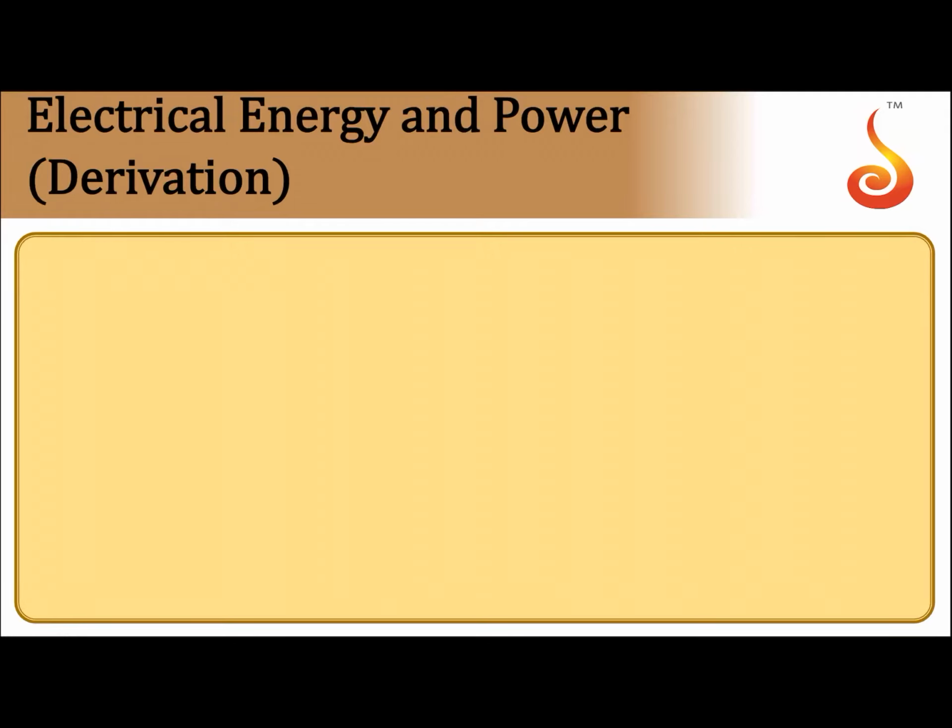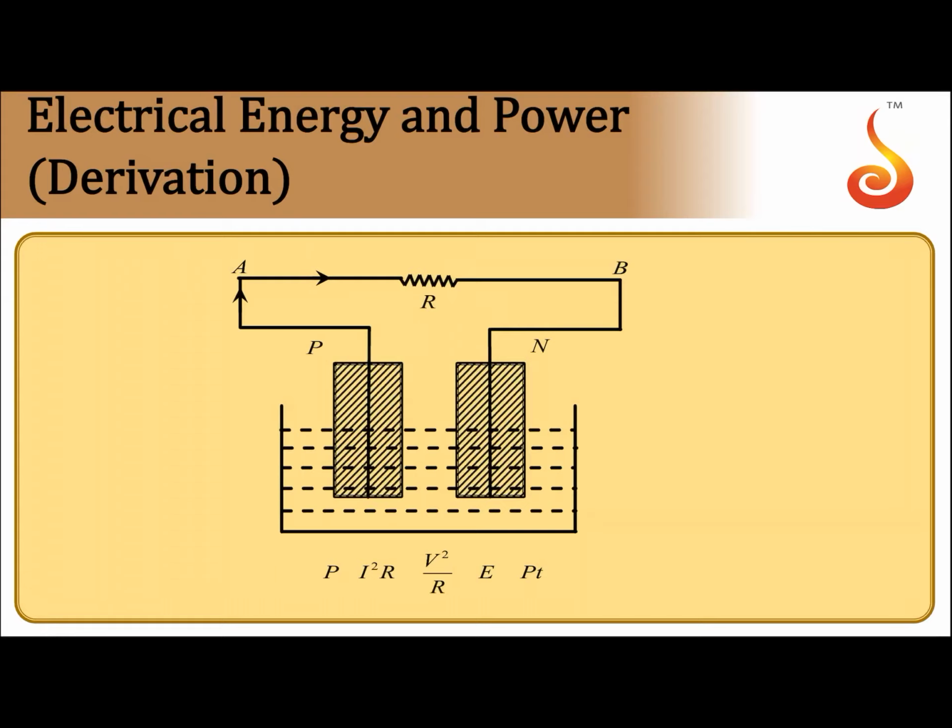Electrical energy and power. Our intention is to calculate the electrical energy dissipated in a circuit. Let us consider a conductor with endpoints A and B. Let a potential difference V be applied across the ends as shown in this diagram. Let R be its resistance, V the potential difference applied across it, and I the current flowing through the circuit. So current I flows through the conductor AB.